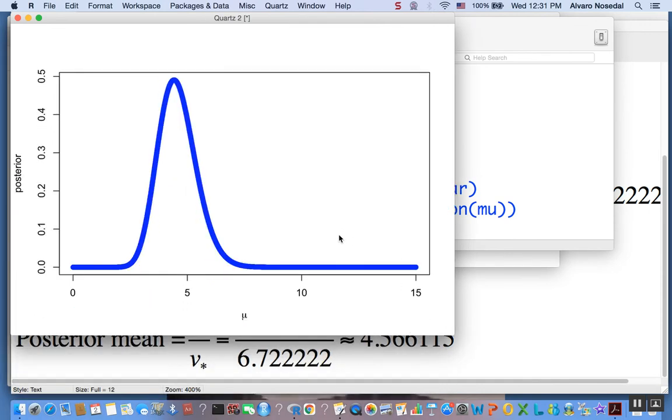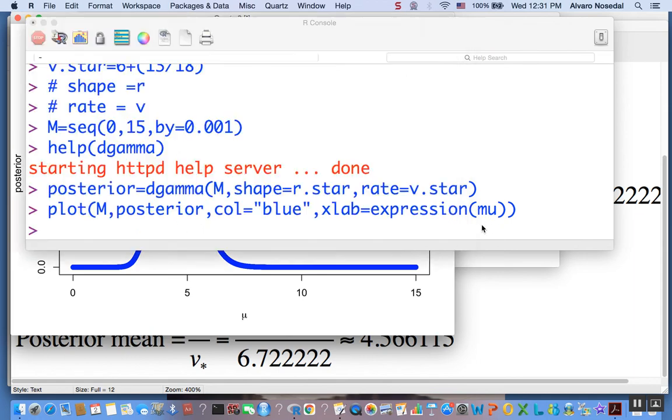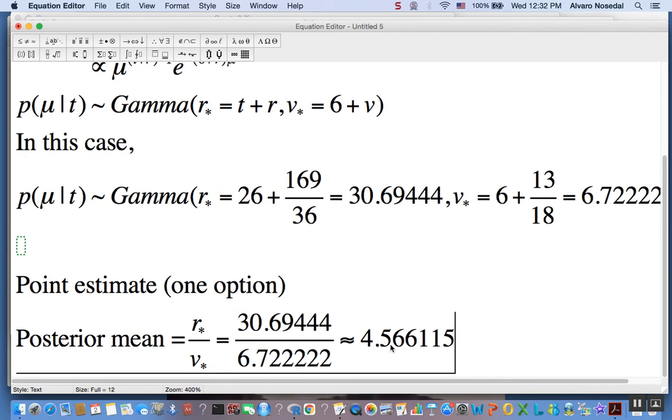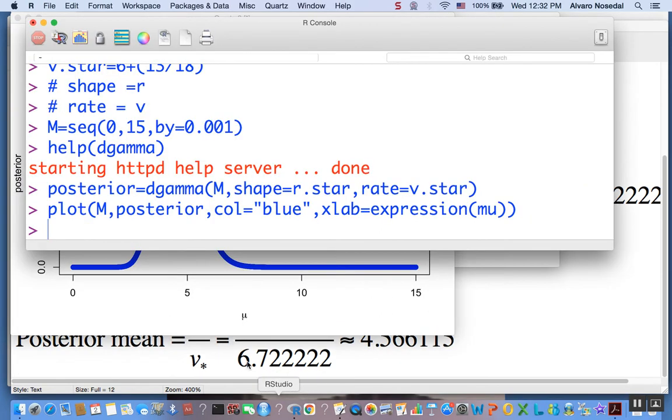Okay, so that's our posterior, and that's a graph of our posterior distribution. Now, we have a graphical representation of the posterior distribution. We said that, for instance, 4.56 would be a point estimate for mu, right?